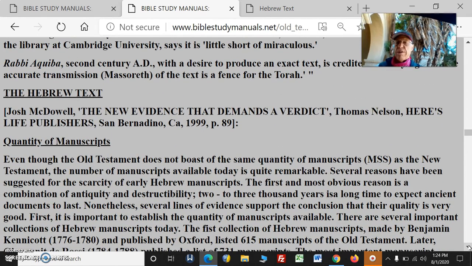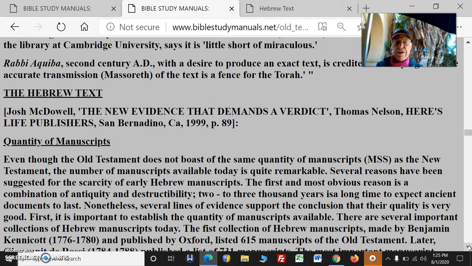Now we look at the quantity of manuscripts. Even though the Old Testament does not boast of the same quantity of manuscripts as the New, the number of manuscripts available today is quite remarkable. Several reasons have been suggested for the scarcity of early Hebrew manuscripts. The first and most obvious reason is a combination of antiquity and destructibility. 2,000 to 3,000 years is a long time to expect ancient documents to last.